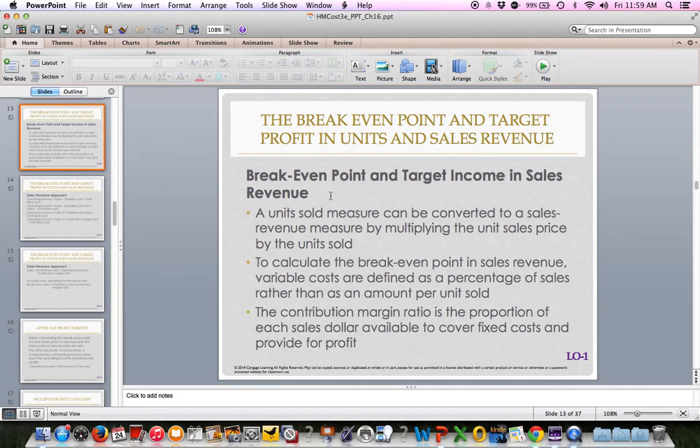Okay, so break-even and target income and sales revenue, top of page 829. A unit sold measure can be converted to a sales revenue measure by multiplying unit sales price by units sold, which is simple math. To calculate the break-even point in sales revenue, variable costs are defined as a percent of sales rather than an amount per unit sold. So I said here's my contribution margin in dollars, but now I can have a contribution margin as a percent. I can have a contribution margin as a number or as a percent.